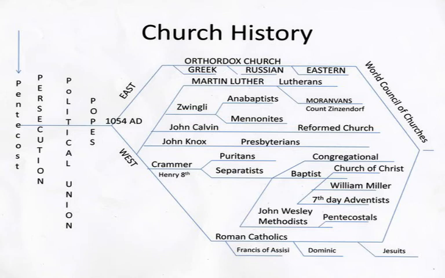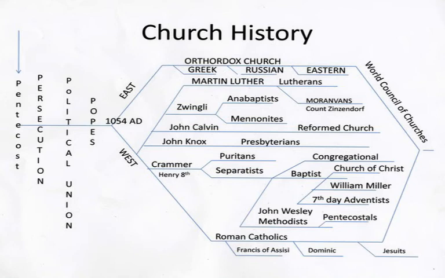We have the Church of Christ. We have William Miller, who claimed Christ was coming back in 1845. We have the Seventh-day Adventists who split from that. Then we have another group, Methodists, John Wesley founding the Methodists. And a split off from the Methodists is the great Pentecostal movement.